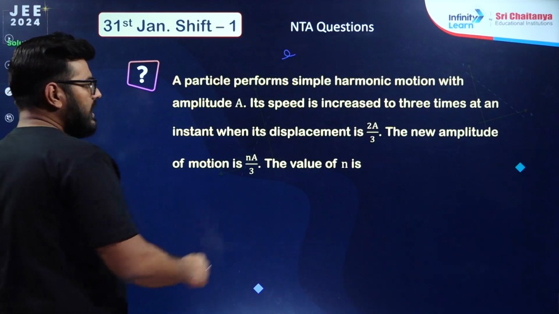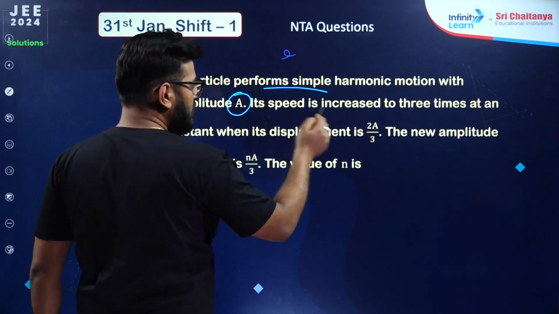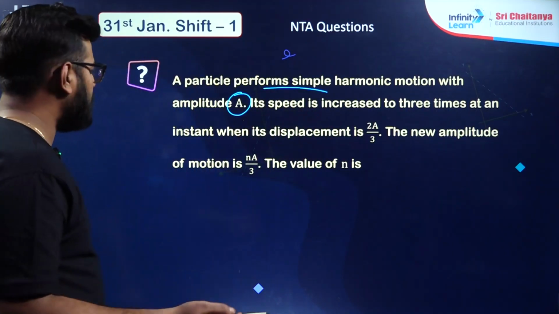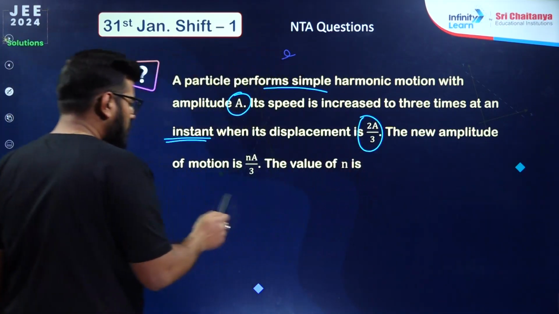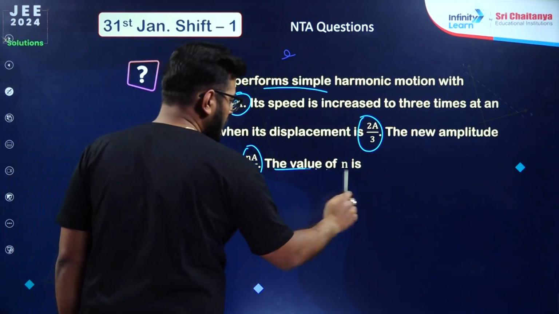Now a particle performs SHM with amplitude A. Its speed is increased to 3 times at an instant when its displacement is 2A by 3. The new amplitude of motion is nA by 3. The value of n is.